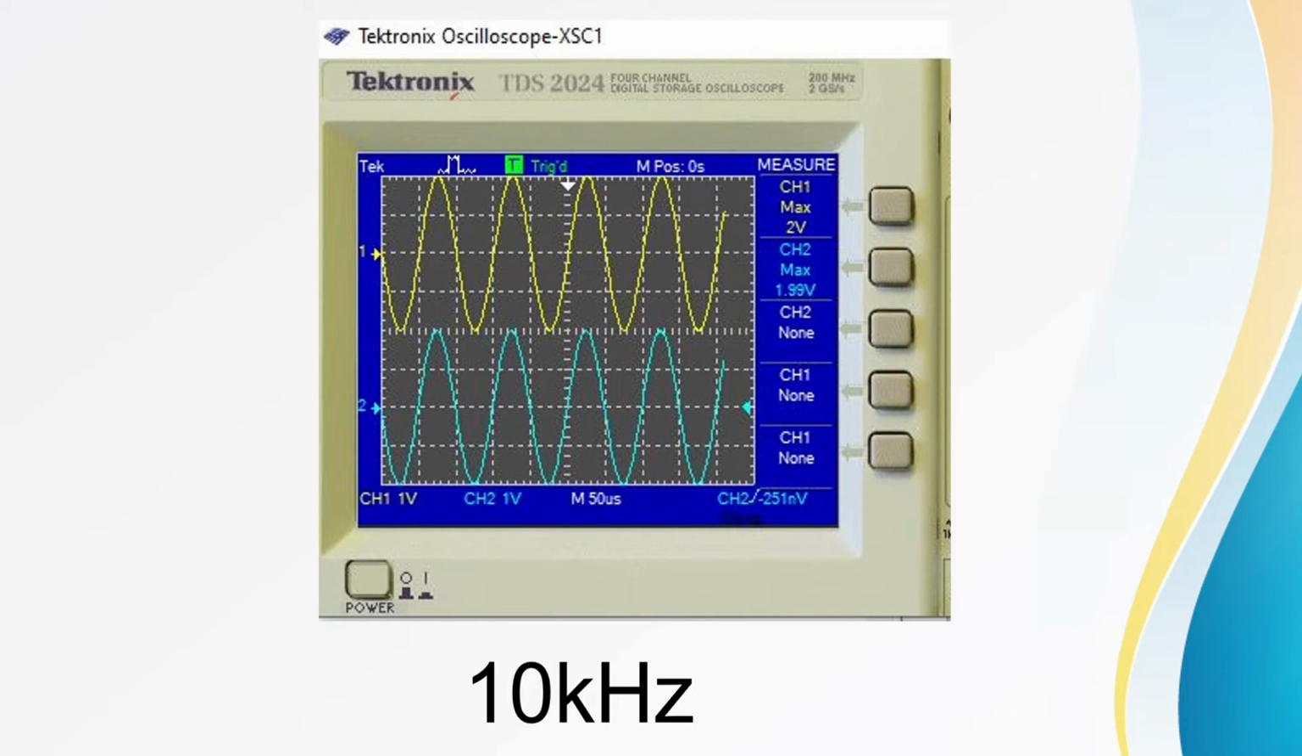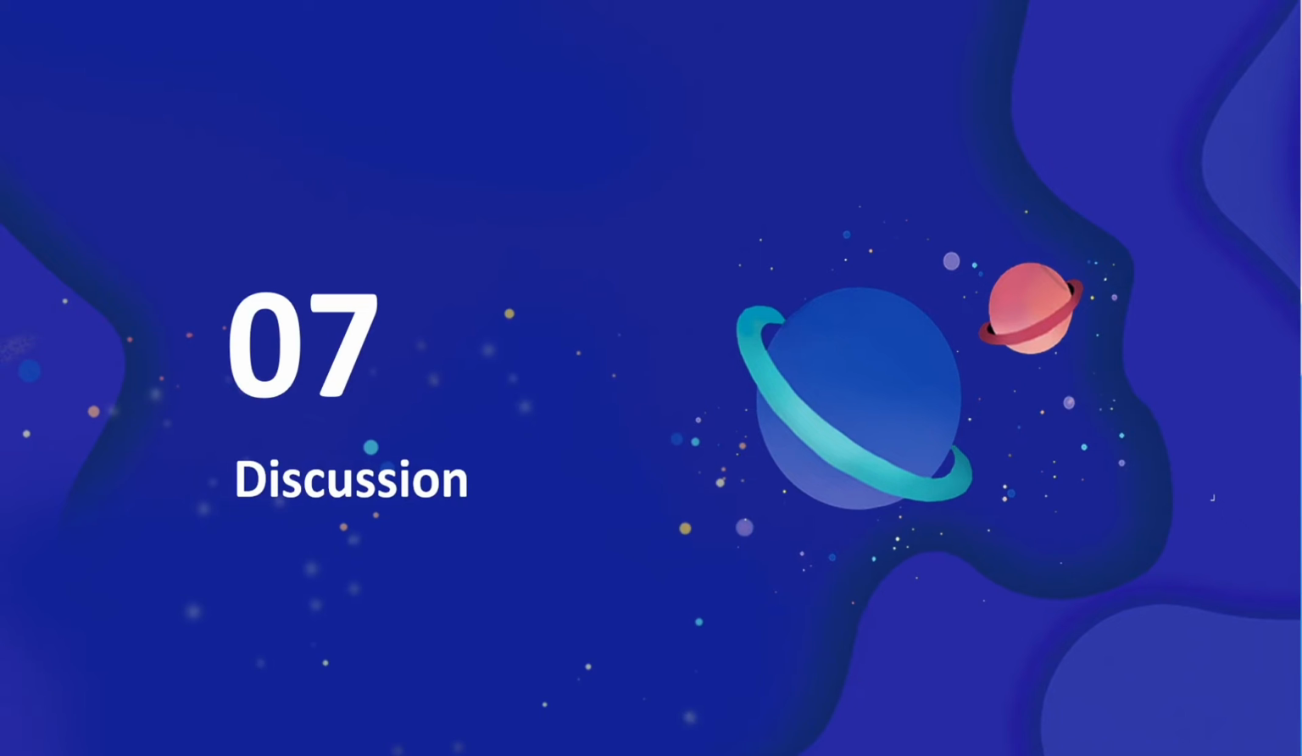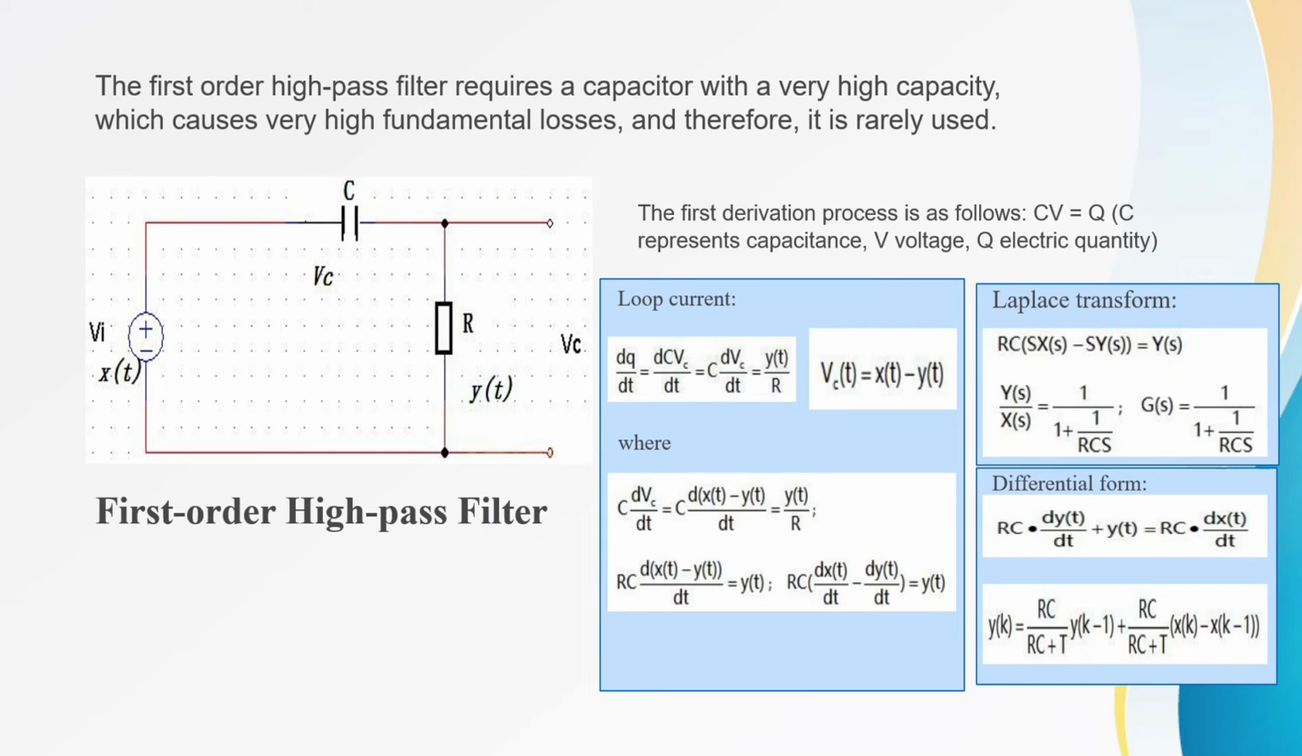Part 7, discussion. The first order high pass filter requires a capacitor with a very high capacity, which causes very high fundamental losses, and therefore it is rarely used. The first derivation process is as follows: CV equals Q. C represents capacitance, V is the voltage, and Q is the electric quantity.